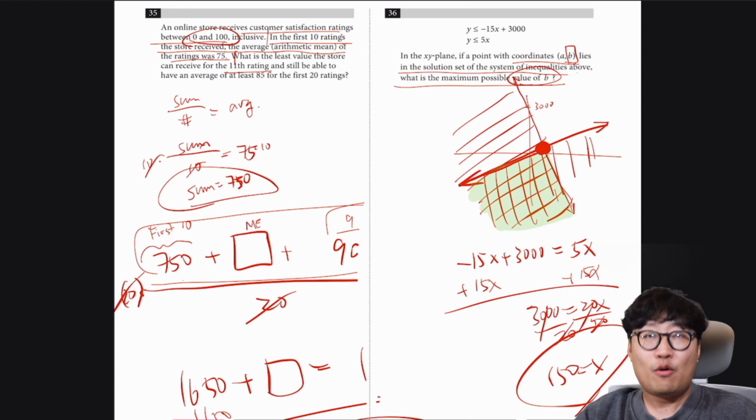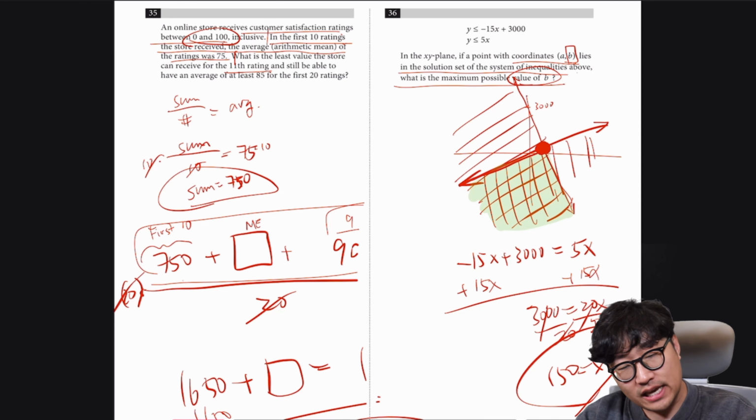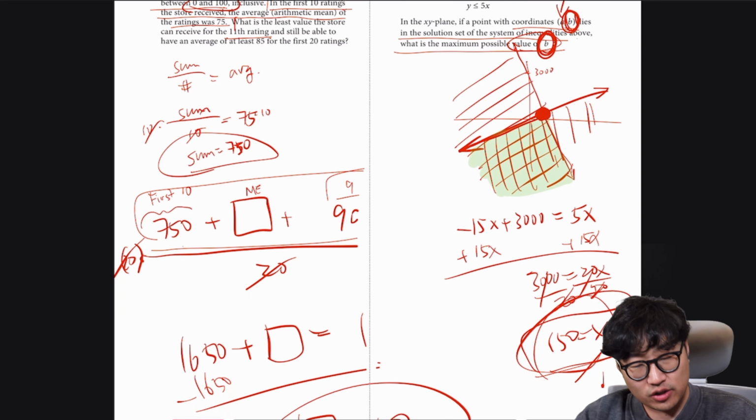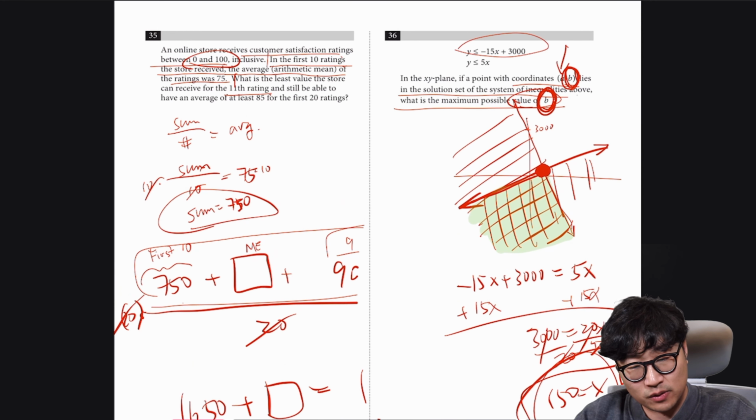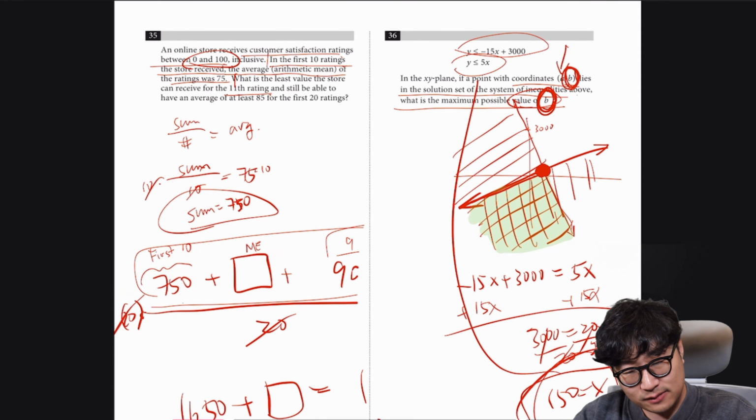No, the answer is not 150, right? Because once again, the question is asking for the value of B. X is the A, that's not the B. So what do we do? You have to plug it back in, either into this equation or this one. That's much easier, right?